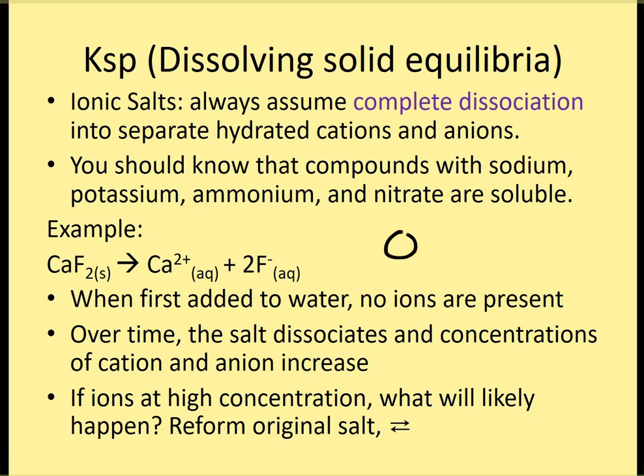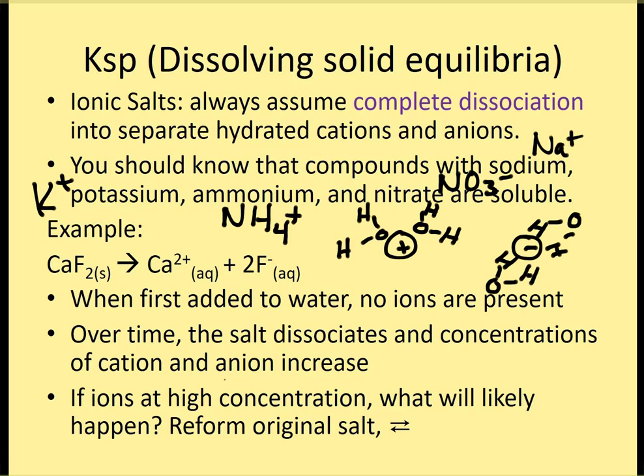Remember that the cation always gets surrounded by the oxygen part of the water, and the anion always gets surrounded by the hydrogen part of the water. When the solid is first added to the water, no ions are present. But then, as the collisions occur, the water will pull that ionic salt apart. And again, always assume that the ionic salt is soluble. So it will at least split up into one anion and at least one cation. Your solubility rules, remember sodium, potassium, ammonium, and nitrate are all soluble.